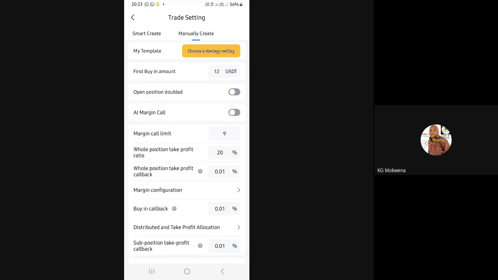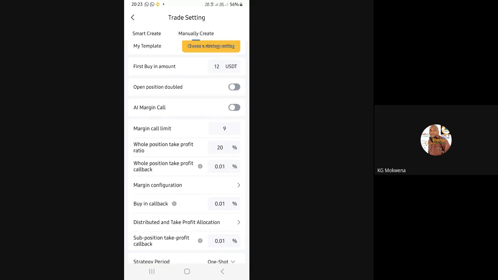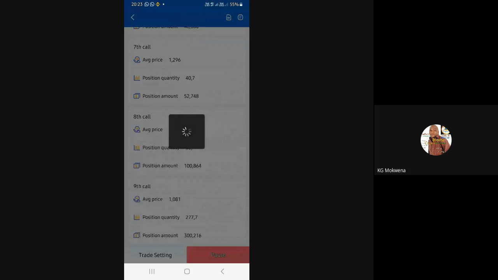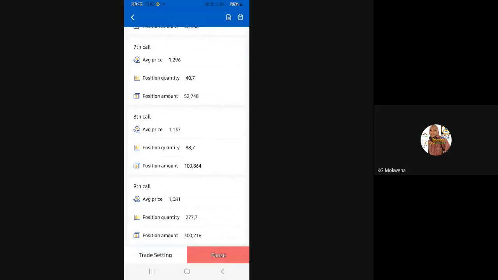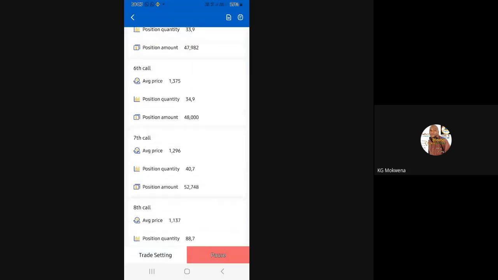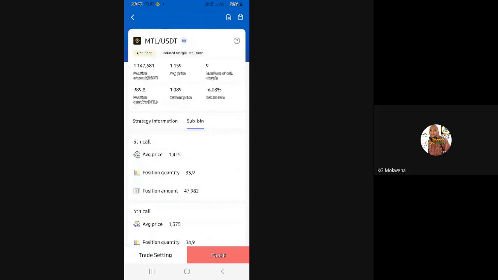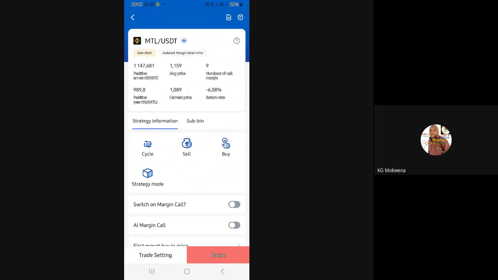We're still on the trade settings page. You go down and you save the changes. Say sure. Yes. Now that you have done this, let's go up and then go to strategy information. Keep going up. We want to come out of these sub positions. You keep going up. Go to strategy information, to the right of sub bin. Now, no problem at all. So now let's go down and look for take profit trigger price.